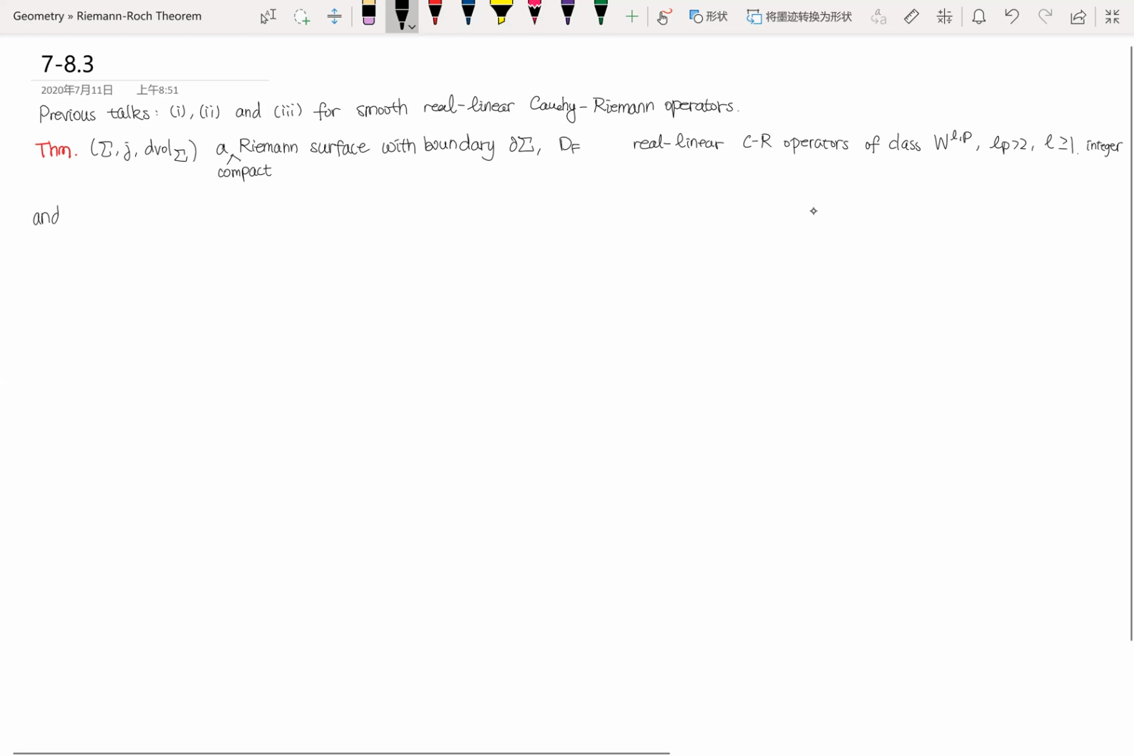And p greater than 1, a real number. Then we know that for r greater than 1, such that 2 over r minus 1 is bounded by k minus 2 over q, then the following holds.